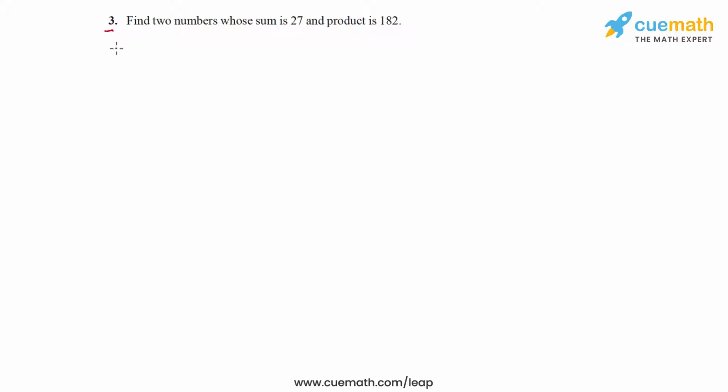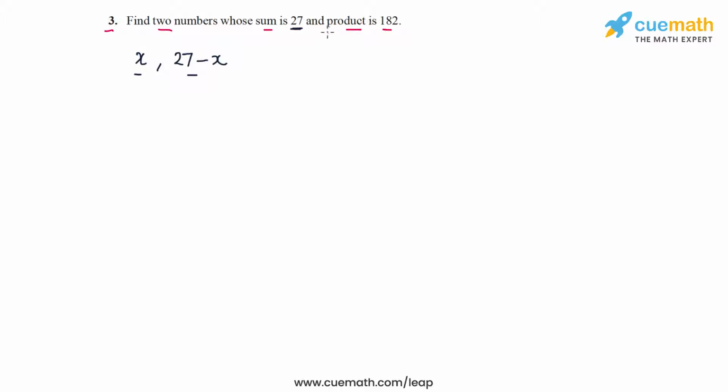In question 3 of this exercise, we have to find two numbers whose sum is 27 and whose product is 182. So let's say that one of the numbers is x. Now because the sum of the numbers is 27, the second number must be 27 minus x. So because the sum of the two numbers is 27, we can assume the two numbers to be of the form x and 27 minus x.